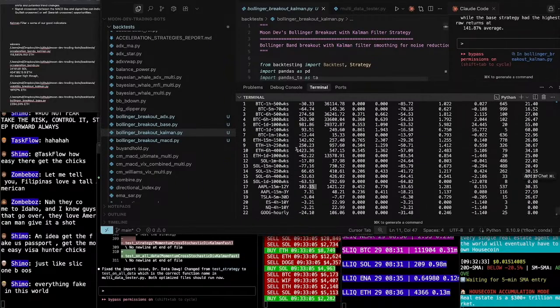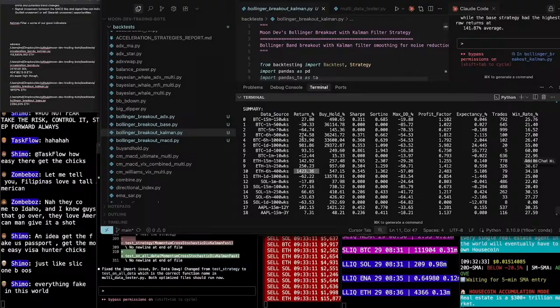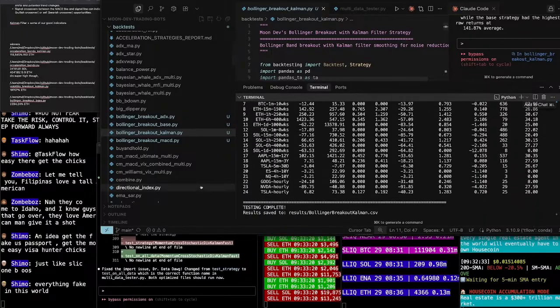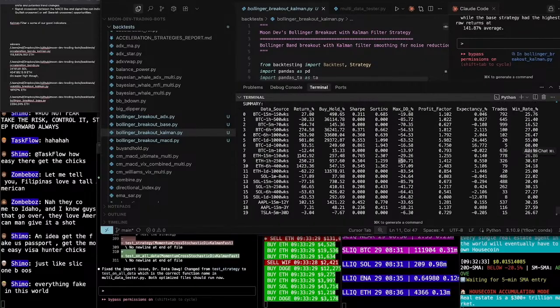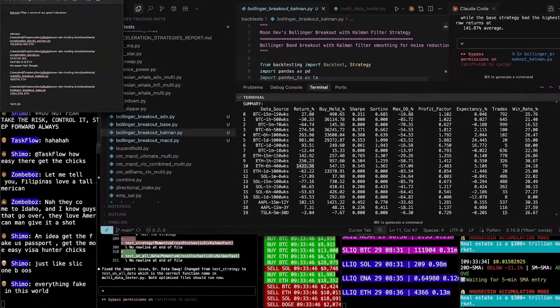102. 1,423% here for ETH. 981 profit factor. Expectancy is crazy here. 102. Drawdown 50%. 142 plus 1423. That could be a good one, but 1423 here, percent ETH.